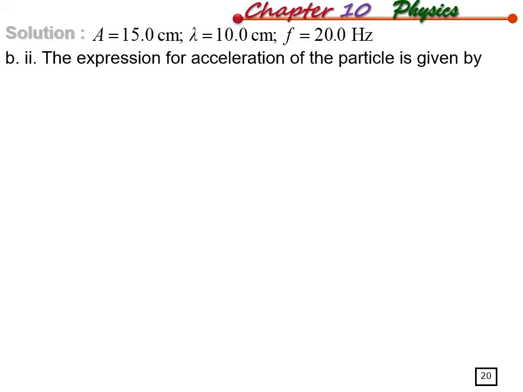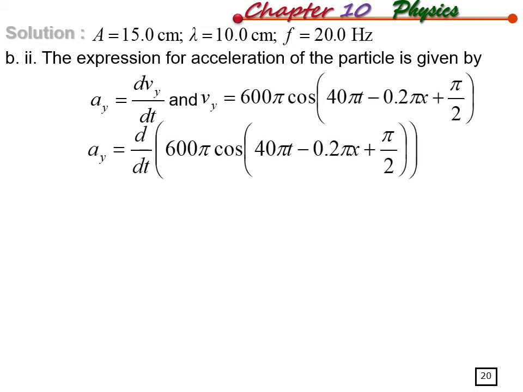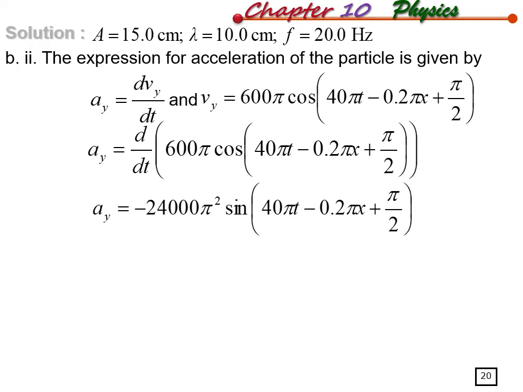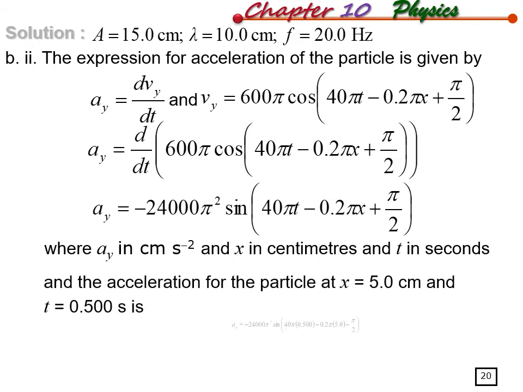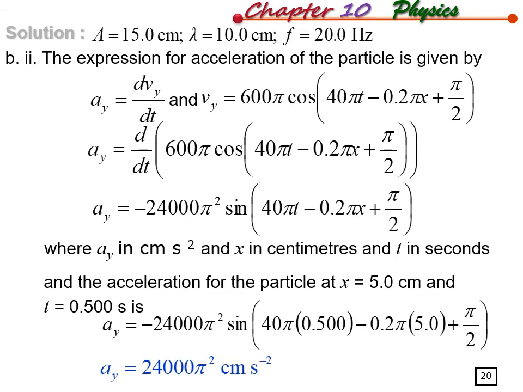And then for the acceleration, we have to differentiate velocity with respect to time. Cosine will become a negative sine. Initially we have 600 pi, times another 40 pi, so you will have 24,000 pi square. Once we have the equation ready, replace in the values of x and t to determine the final answer, which will end up with 24,000 pi square centimeter per second square.